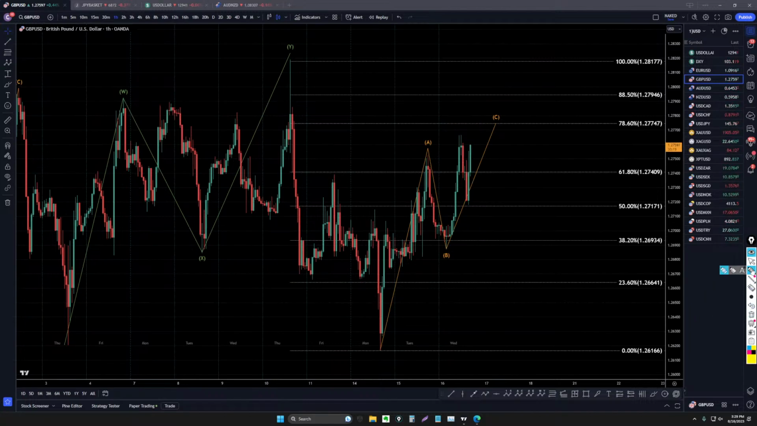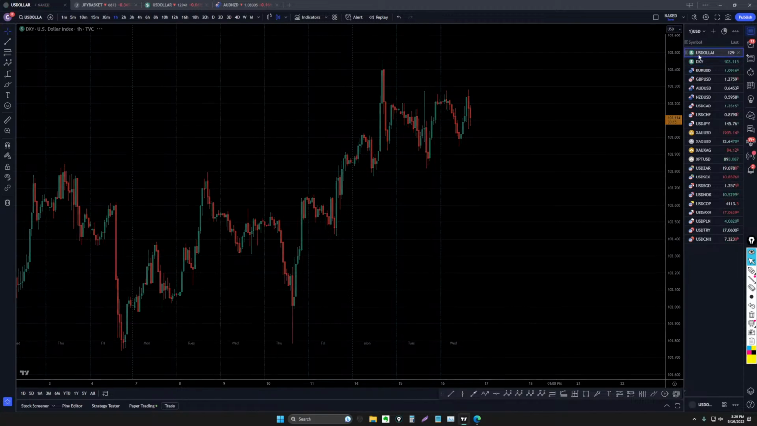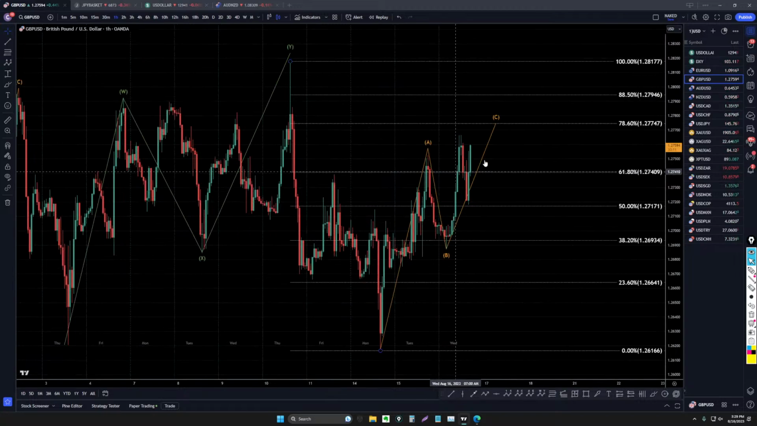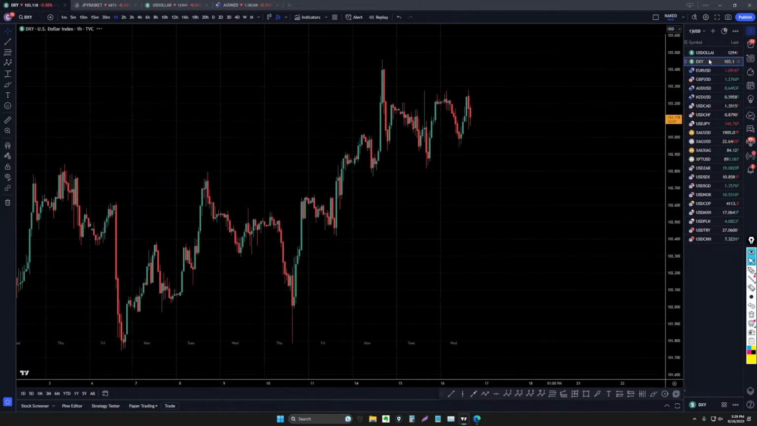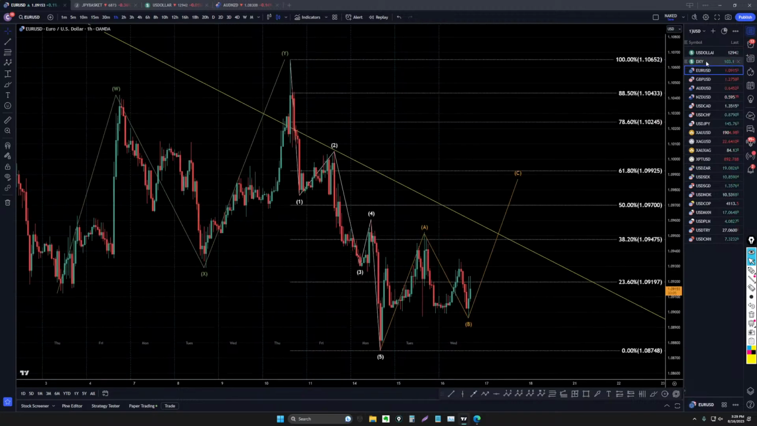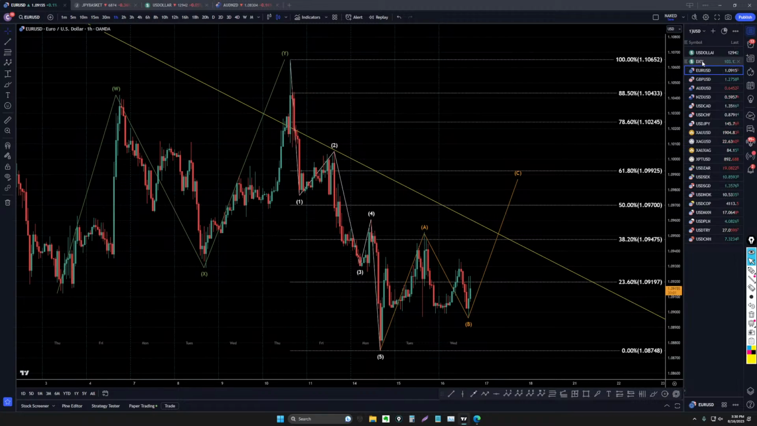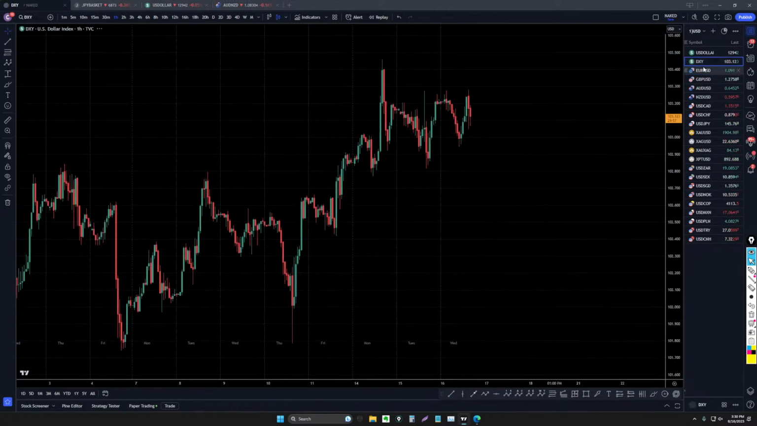Yeah, I don't really follow the DXY. I personally do not like the DXY at all. I like the US dollar index, but the DXY can definitely be helpful, especially if you're trading the euro dollar. You can look at the DXY and then look at the euro dollar and then look at the DXY. They're exactly the same chart. There's almost no difference at all. So if you trade the euro dollar, then yeah, the DXY is definitely helpful.